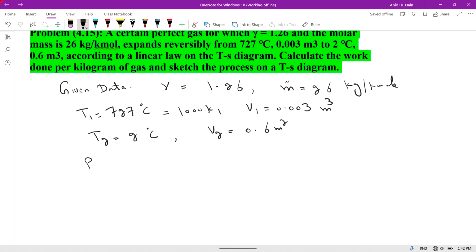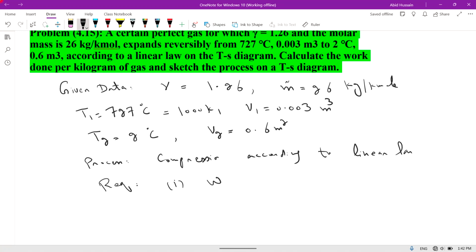The process is expansion according to a linear law. It means that the TS diagram will be a straight line. Calculate the work done per kilogram of gas. Required is number 1, the work done, and number 2, draw the TS diagram.